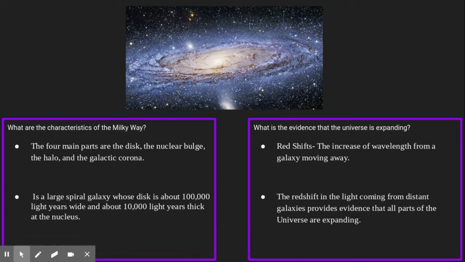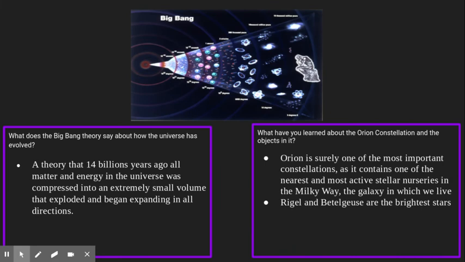The next question is, what is the evidence that the universe is expanding? Well, this has to do with redshift, which is the increase of wavelength from a galaxy moving away. In redshift, the light coming from distant galaxies provides evidence that all parts of the universe are expanding.